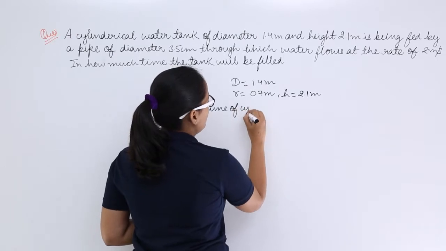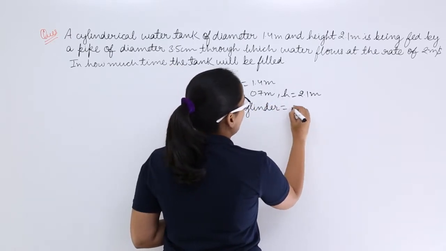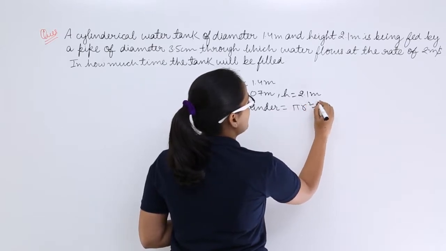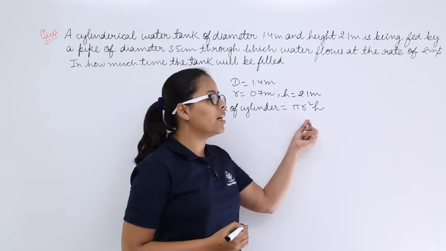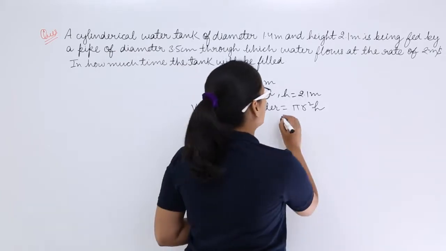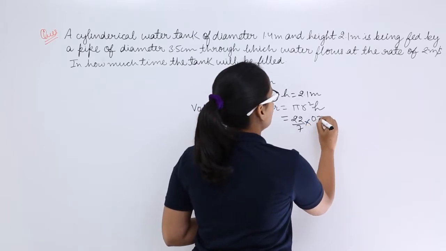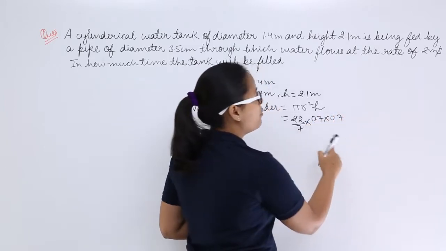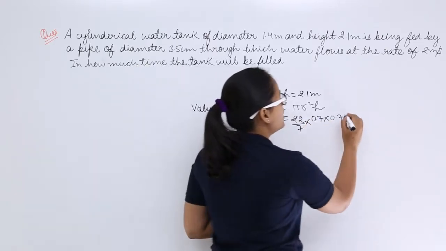Volume of cylinder is equal to pi r square h. This is the formula for the volume of cylinder. You know the value of r, you know the value of h. Let's put both of these values here. 22 by 7, r is 0.7 into 0.7. Why 2 times? Because this is r square. And height is 2.1.